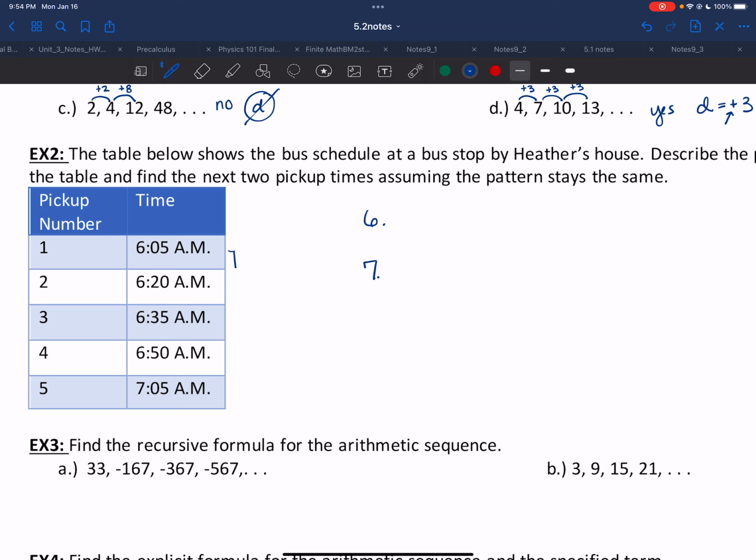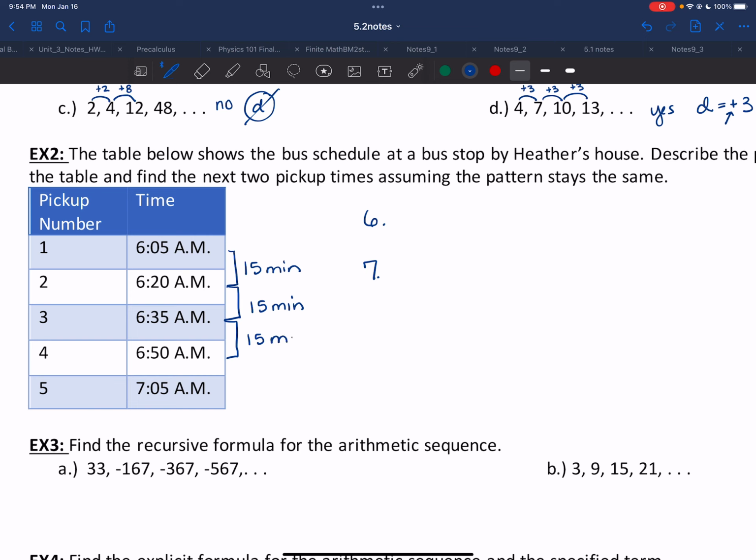From 6:05 to 6:20, that's how much time? Yep, you got it, 15 minutes. And to get from 6:20 to 6:35, yep, another 15 minutes. How about 6:35 to 6:50?